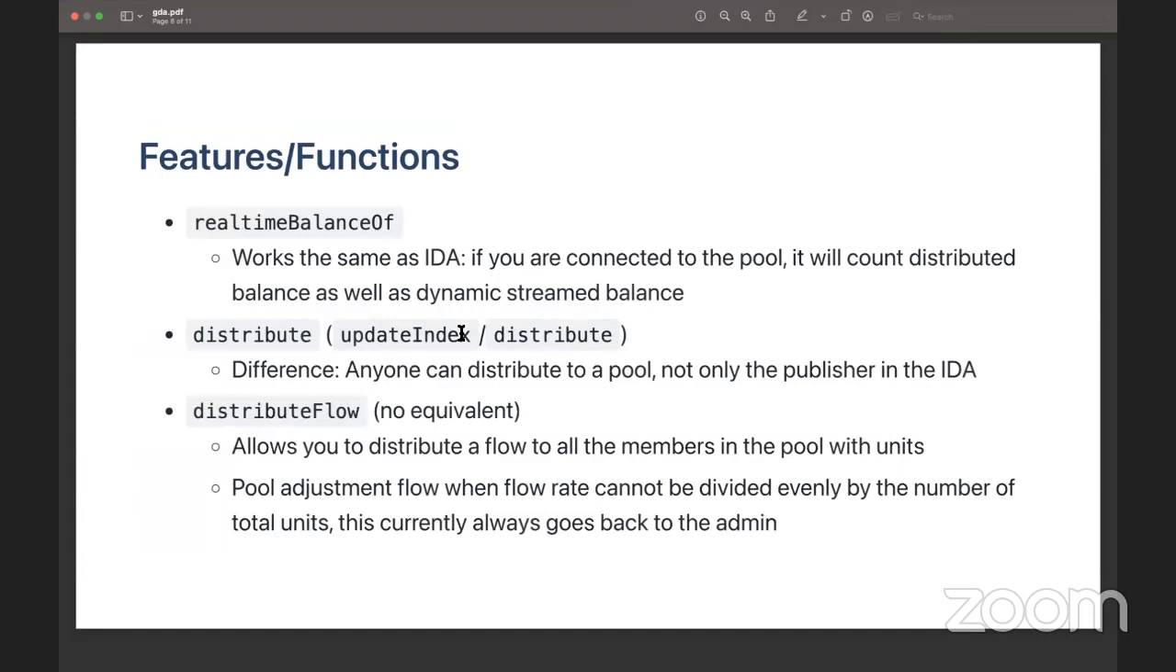A very simple example is, let's say you have a flow rate of 100 and you want to give it to 9 units. You can't divide that, or can you? Yeah, I can't divide that evenly. And there's one remaining that you have to send back to the admin for accounting purposes.